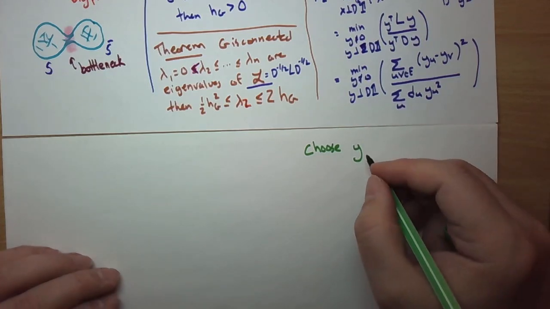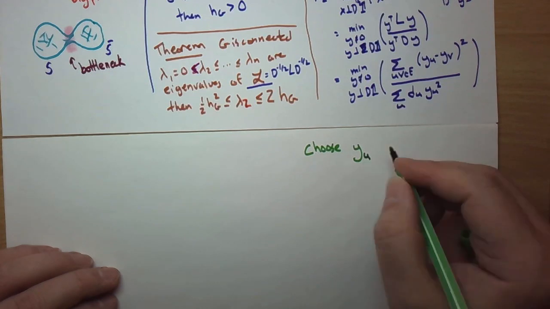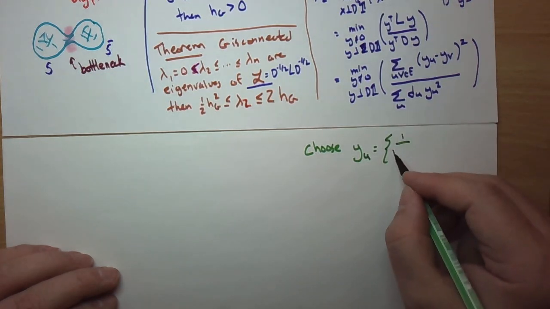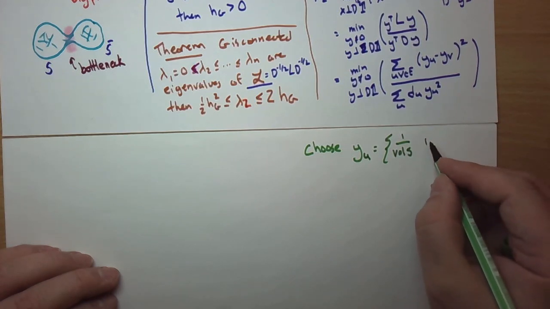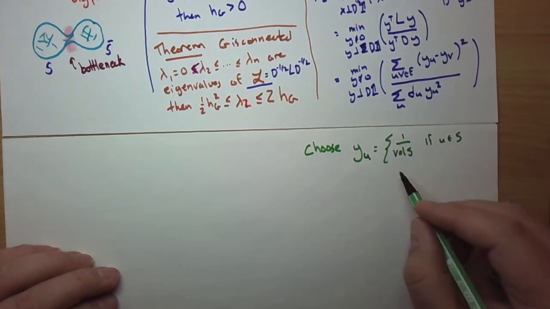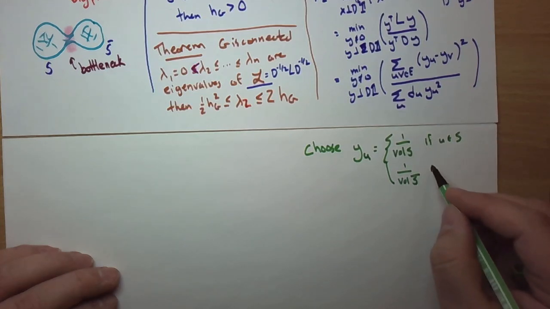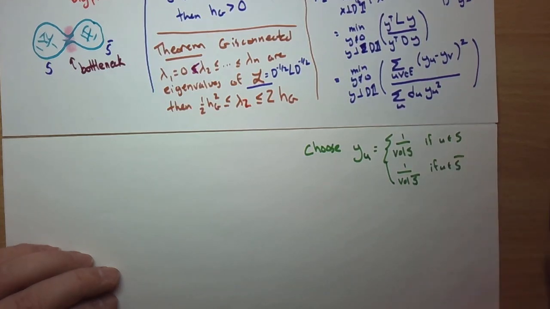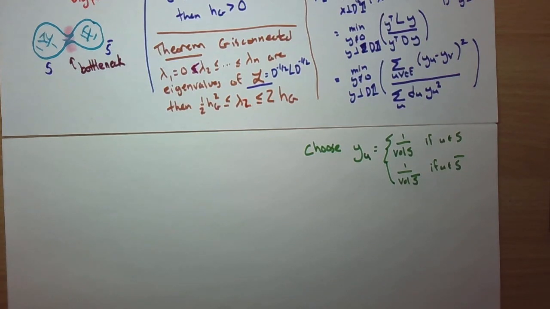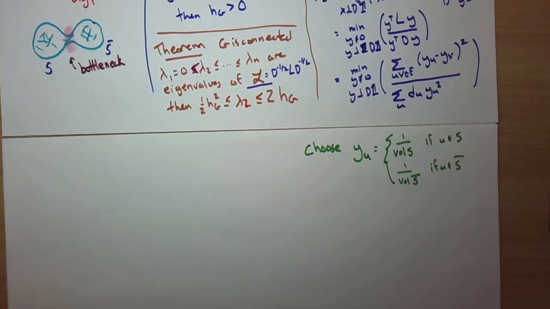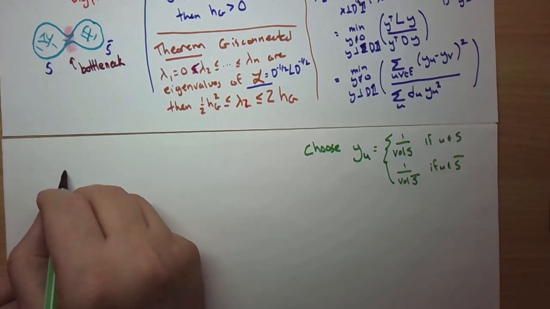So here's the idea. We're going to let y sub u be 1 over volume of S, if u is an S, and 1 over volume of S complement, if u is in S complement. So I'm picking constants here. Now, they're not just any constants. We have to check some things.